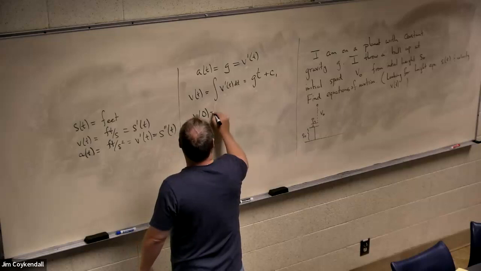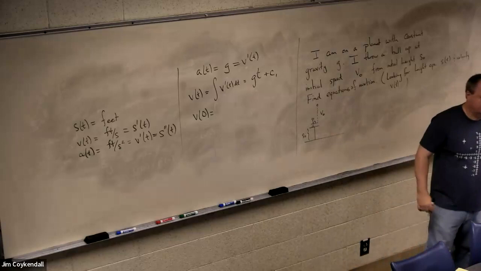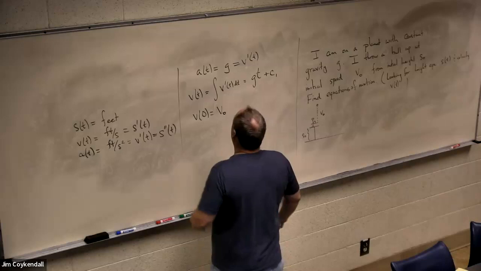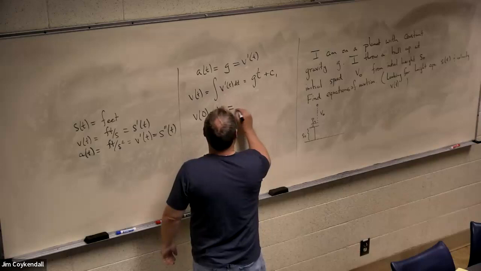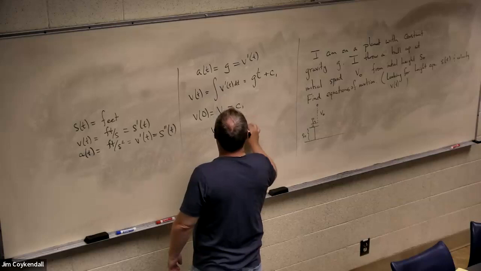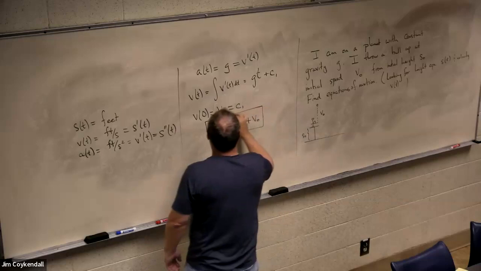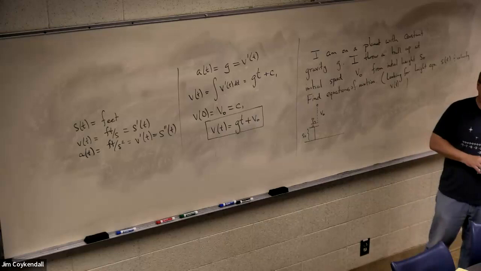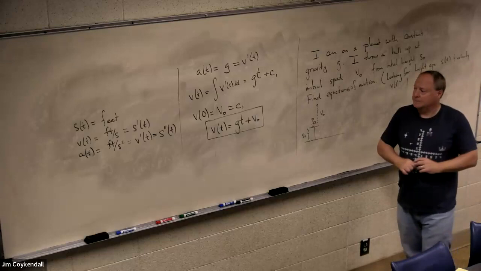Notice, when I start the clock, what is the velocity of my ball? Well, it's actually V zero. Right. Now, what happens when I plug in zero to this thing? I get zero plus C1. So I get a new improved velocity. That equation gives me the velocity of the ball at any time. Now remember, G is probably negative, right, because it's pulling down.